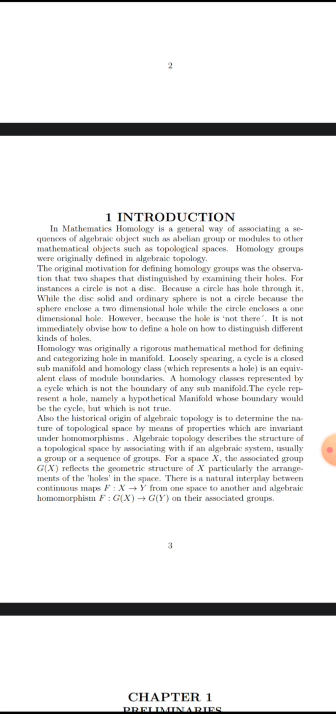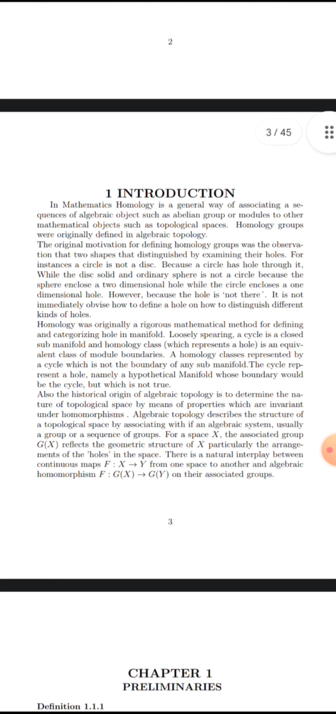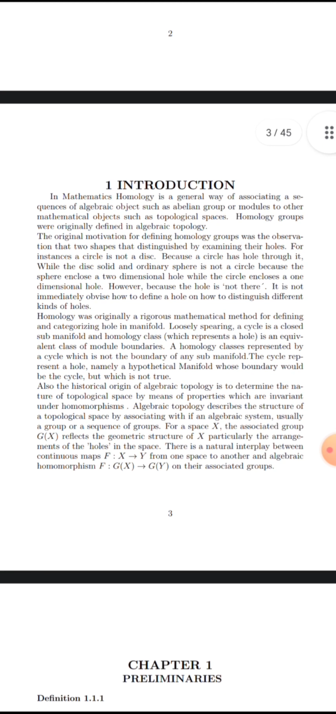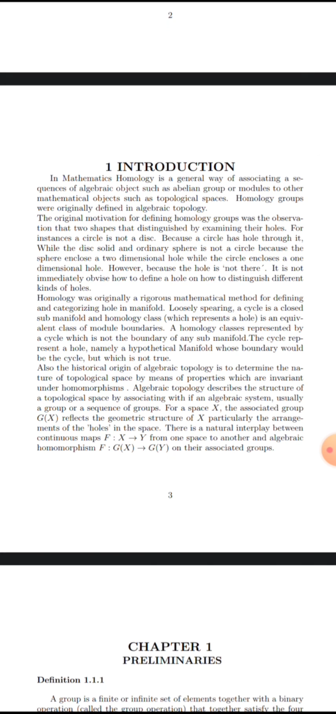For example, a circle is not a disk because a circle has a hole through it, while the disk is solid. An ordinary sphere is not a circle because the sphere is enclosed in a two-dimensional hole while the circle is enclosed in a one-dimensional hole. However, because the hole is not there, it is not immediately obvious how to define a hole. Homology is used to distinguish different kinds of holes.